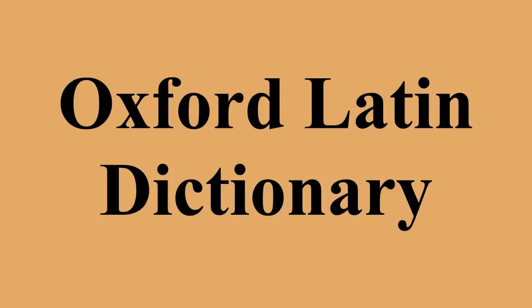The Oxford Latin Dictionary is the standard English lexicon of Classical Latin, compiled from sources written before AD 200. Begun in 1933, it was published in fascicles between 1968 and 1982. A lightly revised second edition was released in 2012.